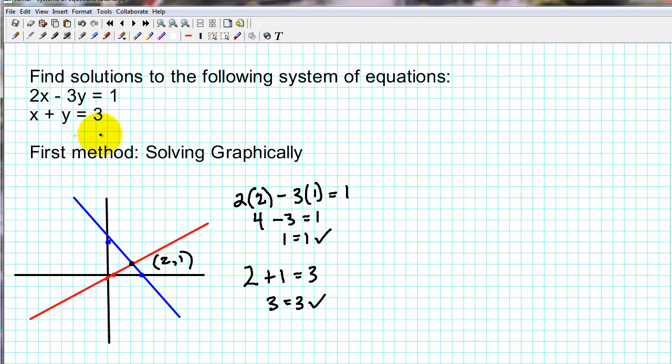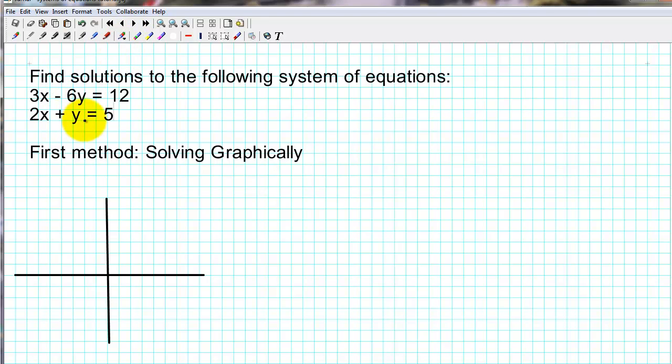Let's look at a second example, and this is going to point out that trying to solve graphically, unless you're using a graphing calculator, can be problematic. So here we have a new system of equations. Let's graph the first one in red. If I hide my y, I've got an x-intercept of 4. And if I hide the x, I have a y-intercept of negative 2. So let's draw a line through that.